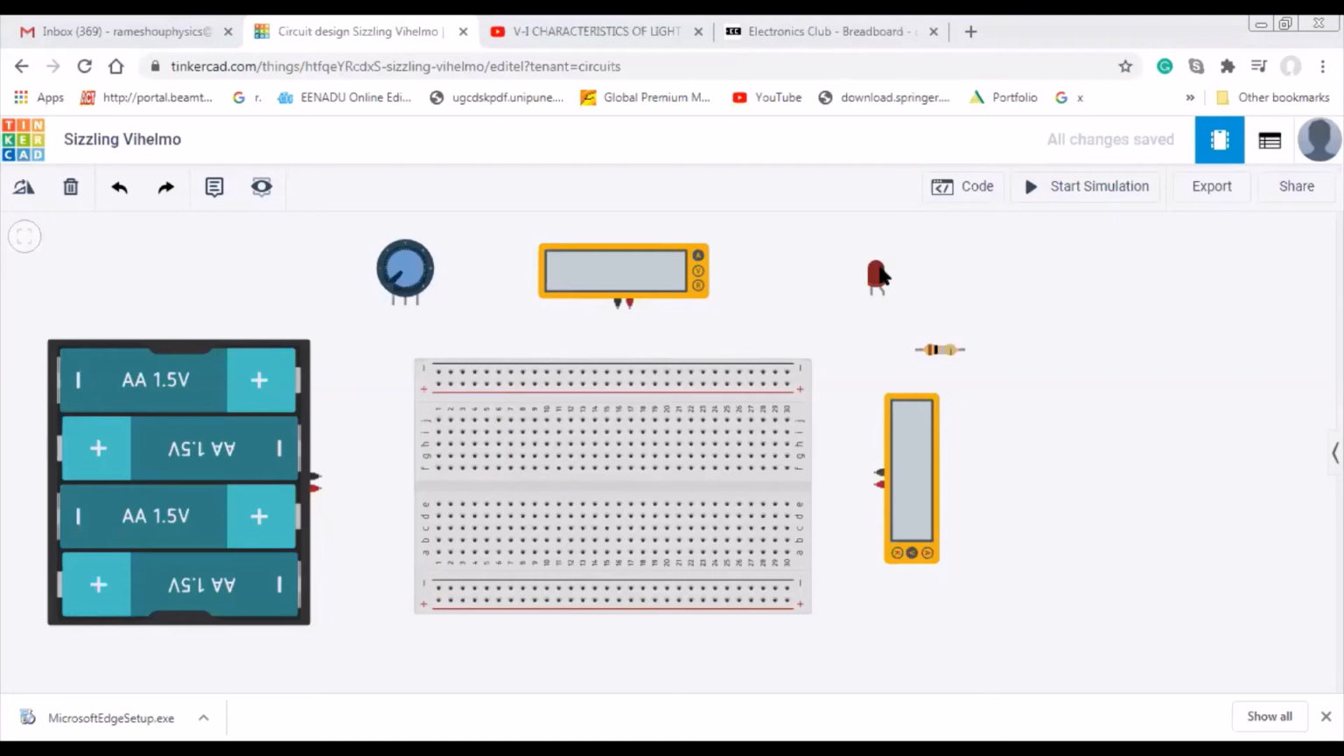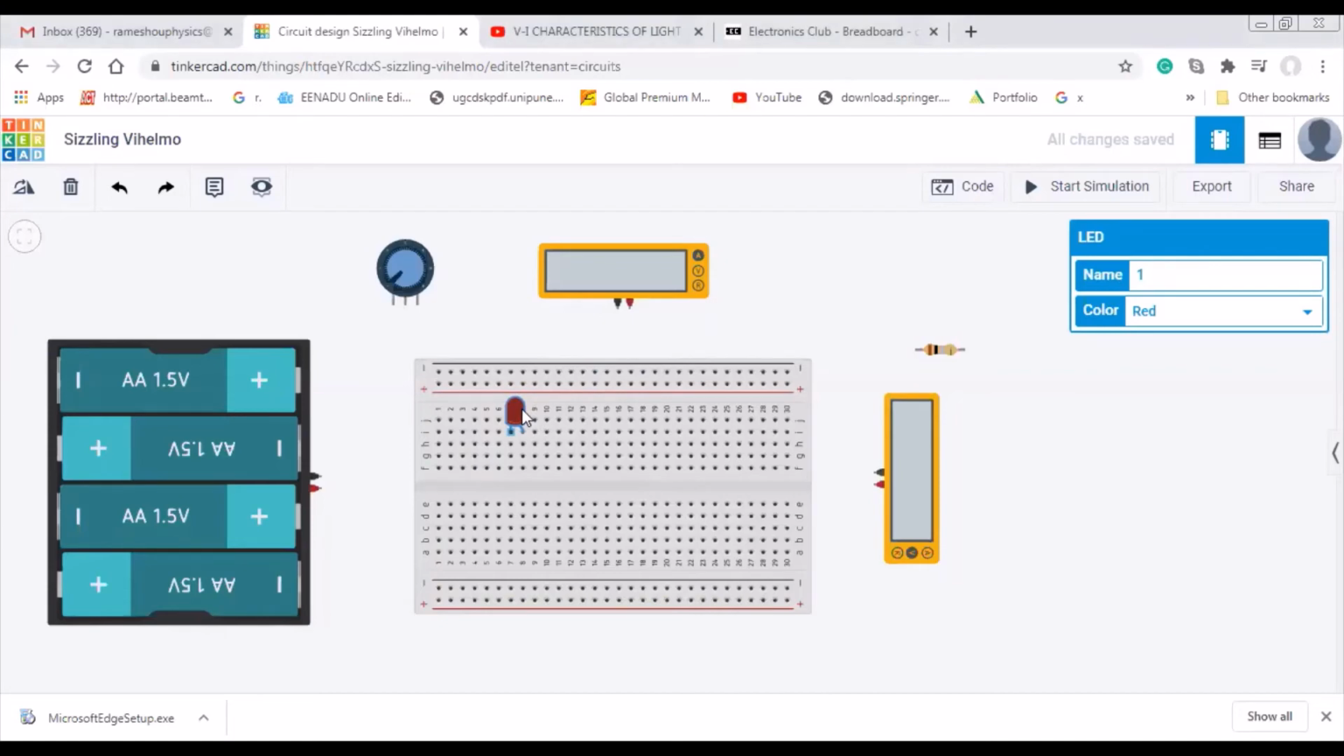I am placing the LED here. So this is the cathode and this is the anode. For this LED, initially it is connected with a battery with variable voltage. For this, we are using a battery with a potentiometer combination, and a resistor also needs to be placed to vary the voltage. For this, I have taken the resistor and connected it here.